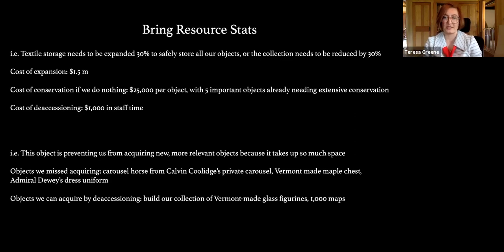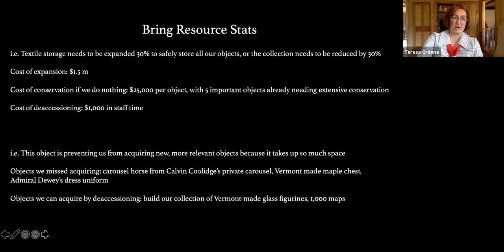These objects in the example are made up. I don't think that Calvin Coolidge had a carousel horse in his wedding, but if he did, we would want it. But it is an object that the museum has recently used for a large piece that was taking up a lot of room, not in storage, but in display space, because that's where it was and it was too big to move.